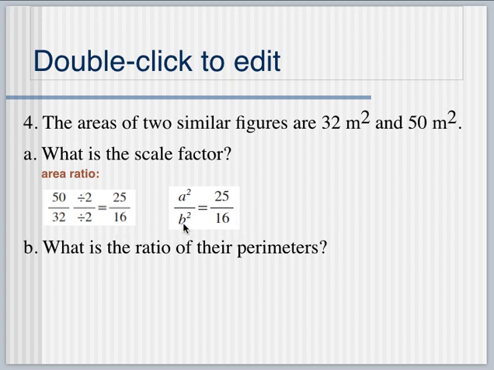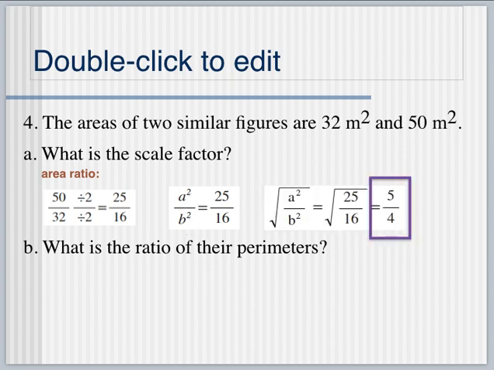To figure out what my scale factor was, I just need to cancel out the squares. In other words, I need to square root both sides of my equation. To get just a over b, or just my scale factor, I would square root 25 over 16 and get 5 over 4. So now you have your scale factor is 5 over 4. You know the ratio of the perimeters is always going to simplify to be an identical answer to your scale factor, so part B is also 5 over 4.